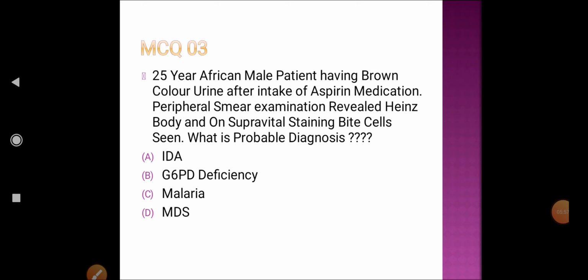A 25-year-old African male patient has brown-colored urine after the intake of aspirin. Peripheral smear examination reveals Heinz bodies, and on supravital staining bite cells were seen. What could be the probable diagnosis?